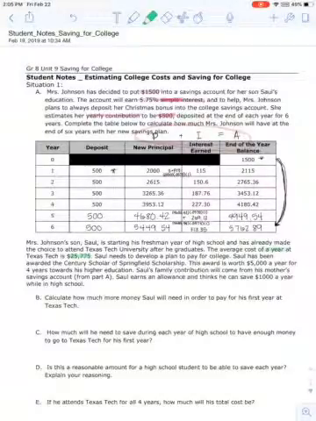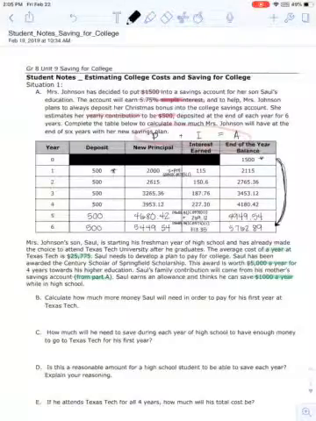Saul has been awarded the Century Scholar of Springfield Scholarship. This award is worth $5,000 a year for 4 years towards his higher education. Saul's family contribution will come from his mother's savings account from Part A. Saul earns an allowance and thinks he can save $1,000 a year in high school. Calculate how much more money Saul will need in order to pay for his first year at Texas Tech.